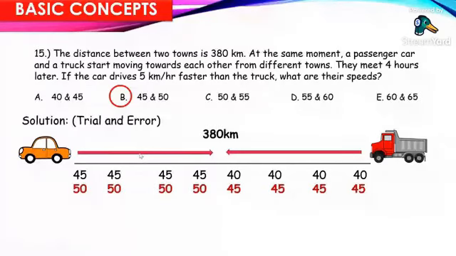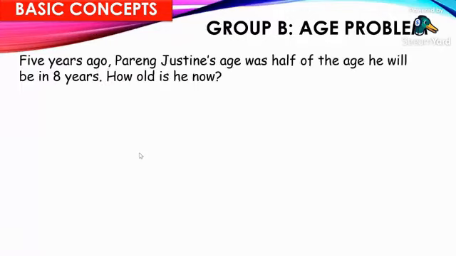Okay, the next po is yung age problem na nakita ko sa GC ng Group B. Nalilito din sila sa age problem. Okay, so ito yung problem doon sa GC nila. 5 years ago, Father Justin's age was half of the age he will be in 8 years. How old is he now? So it is asked of the current age. If we're going to solve using X, these are the choices. May choices 36, 15, 24, and 18.